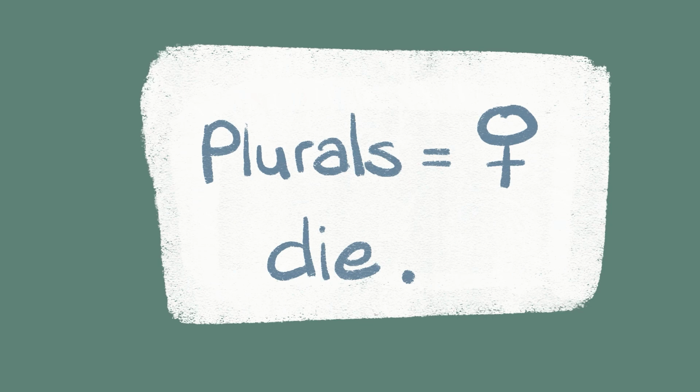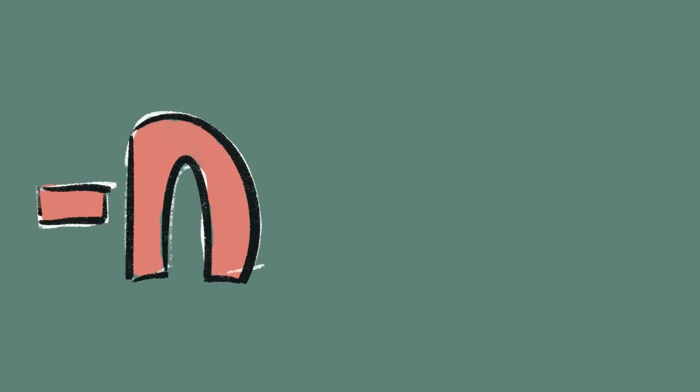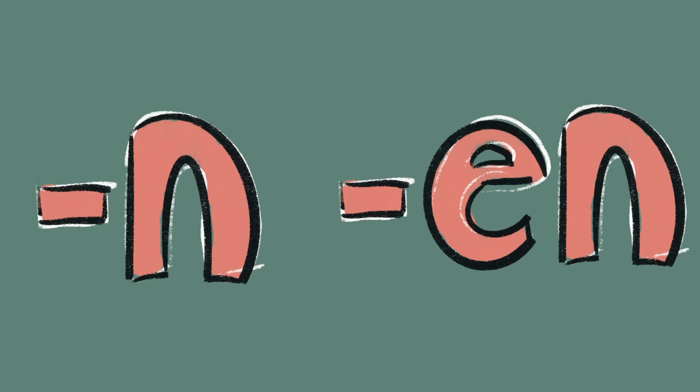Now, let's take a look at how to form the plural words. In German, plural nouns are often formed by adding an n or en to the end of the singular noun. Let's take a closer look at the different ways to form plural nouns in German. Many feminine and masculine nouns form their plural by adding n to the singular noun. Whether to add en or just n usually depends on the last letter of the singular noun.